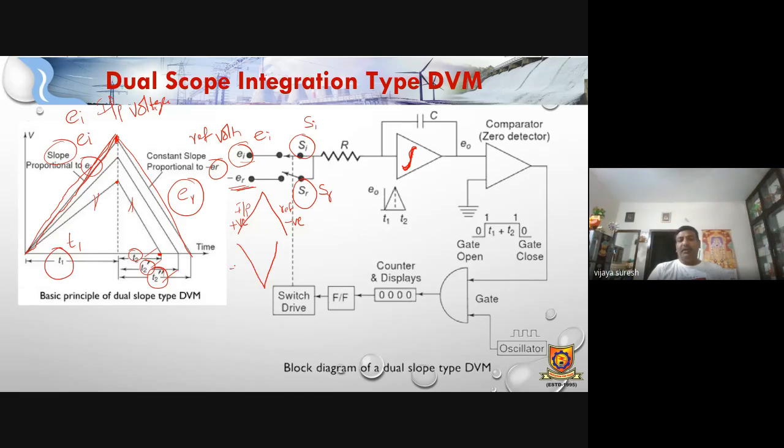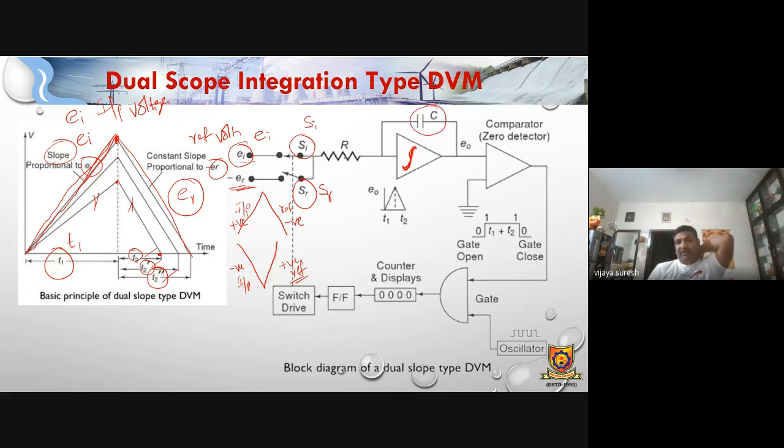So negative input and positive reference, right? Like that we can make use of it. So any constant line, if it is passing through an integrator circuit, then we are going to get a ramp. Okay, so here we are using a capacitor.